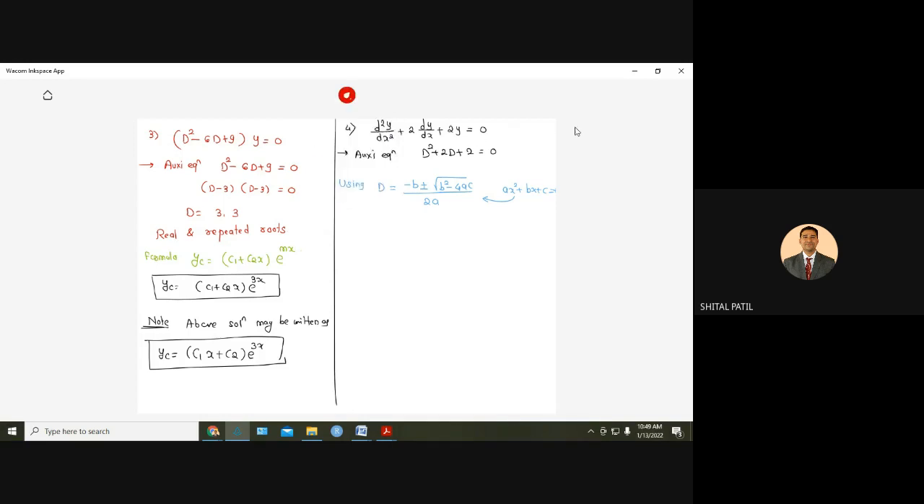Okay, if not, revise once. So a is the coefficient of d square, b is the coefficient of d, c is the constant. Okay, so let me use them. So d equal to minus b plus minus square root of b square minus 4 into a into c, divided by 2a, a is 1. Hope anyone remembers that the root of a negative number does not exist.